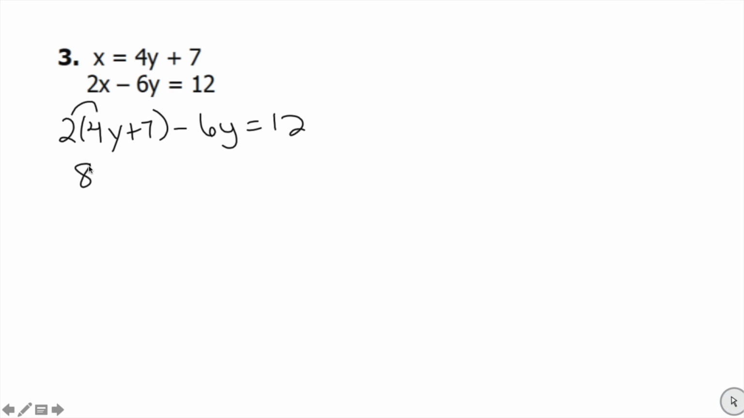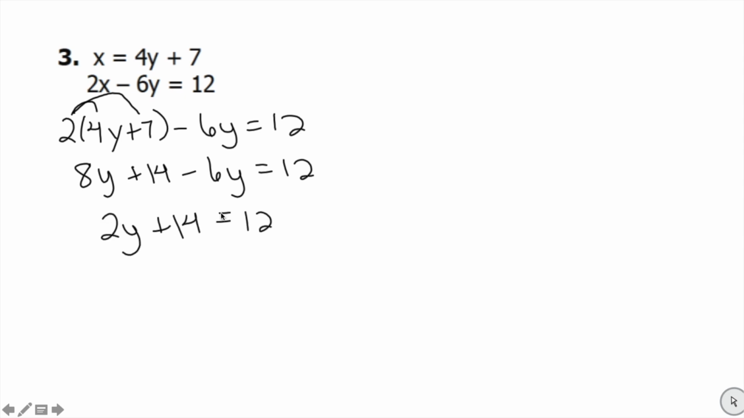So 2 times 4 is 8y, 2 times 7 is 14. Then you bring down your -6y and your 12. Then we can combine like terms. 8y minus 6y is 2y. And then we're going to subtract 14, and you're left with 2y equals -2, because 12 minus 14 gives us -2. Divide by 2, and you get y equals -1.